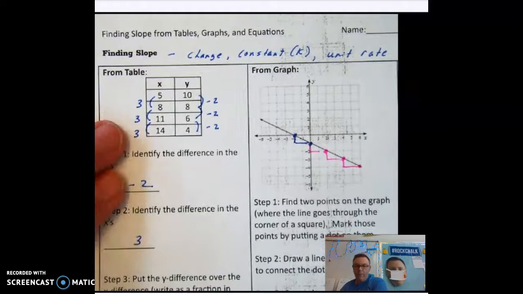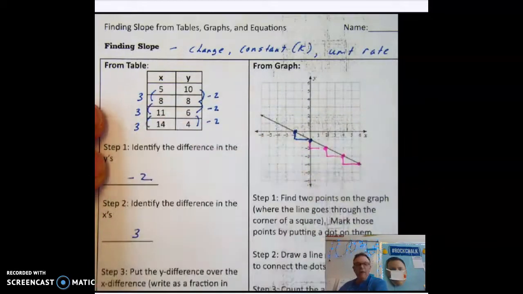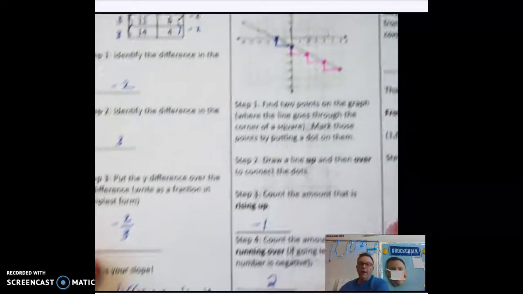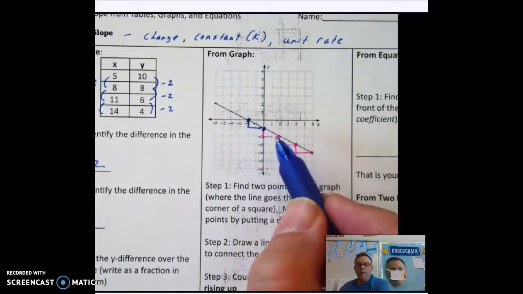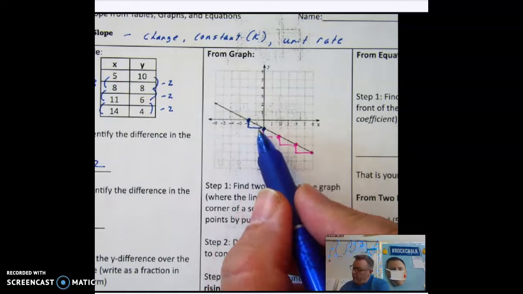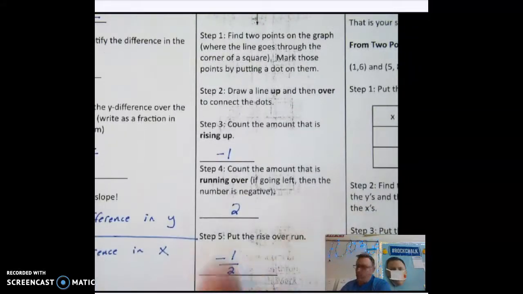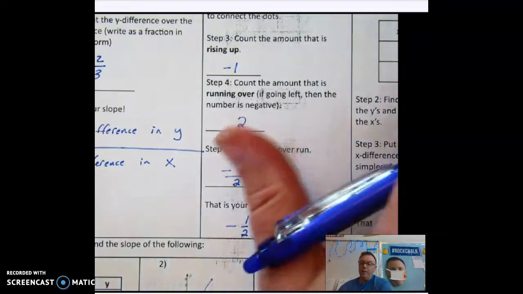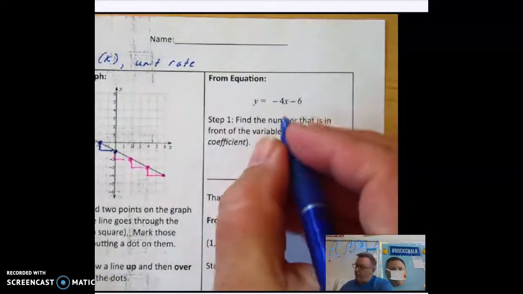So far, we've got how to figure out slope on a table: the difference in the y values over the difference in the x values. Simplify it if you can. And from a graph, I want to find the difference between the points. In this case, down 1 over 2, down 1 over 2, down 1 over 2, so my slope is negative 1 over 2. Now, a couple of other ways that we can work with slope. This one is an equation.